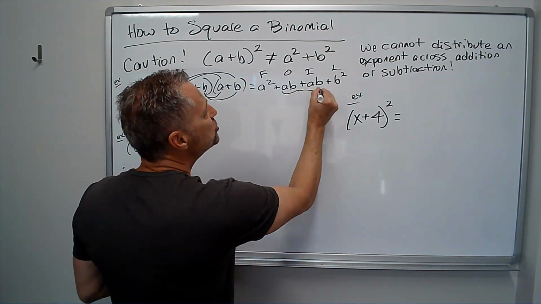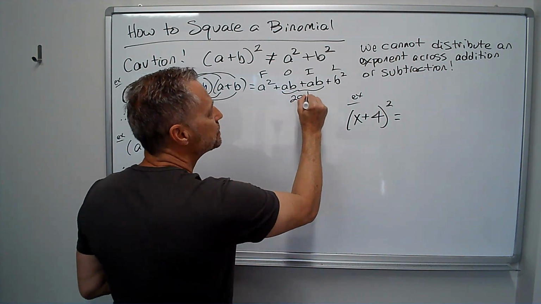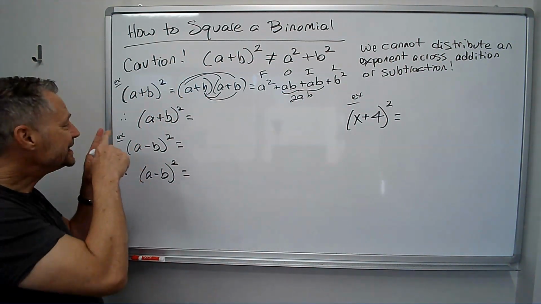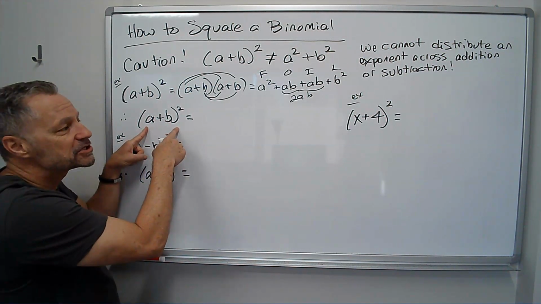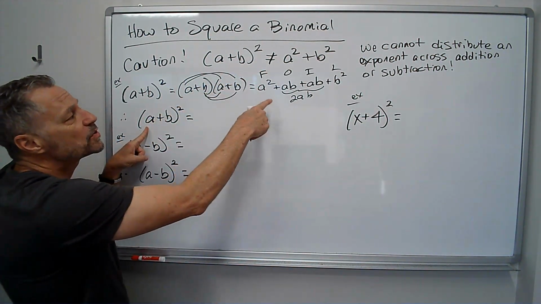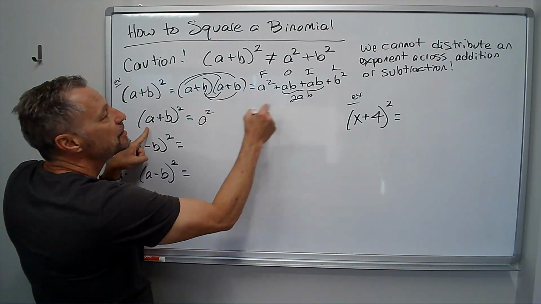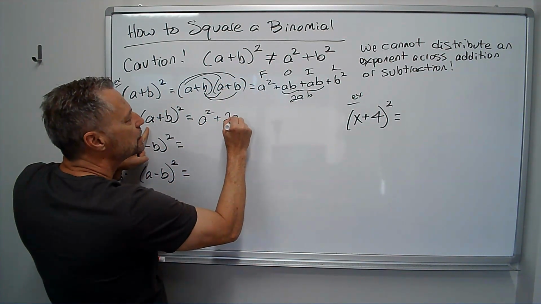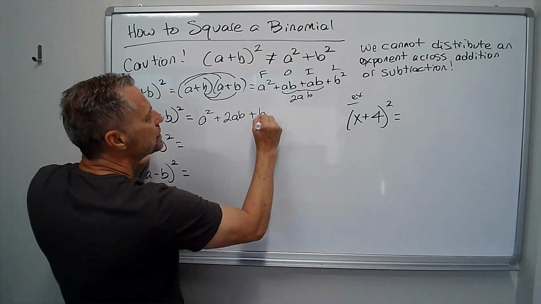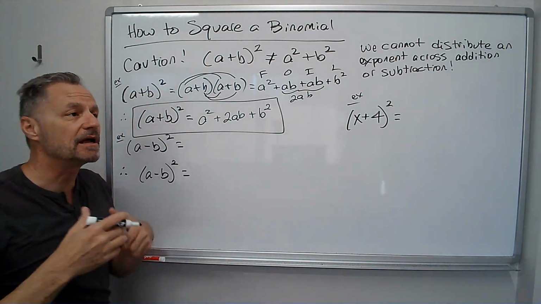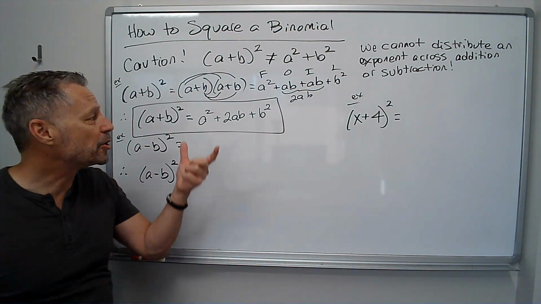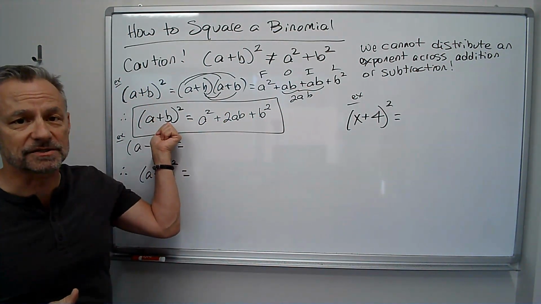But these two are going to go together as 2ab. And so really what I have, these 3 dots in a triangle mean therefore, a plus b squared isn't a squared plus b squared. It's actually a squared plus 2ab plus b squared. That's our formula. If you want a formula to know how to square a binomial, that's the formula if you have plus.